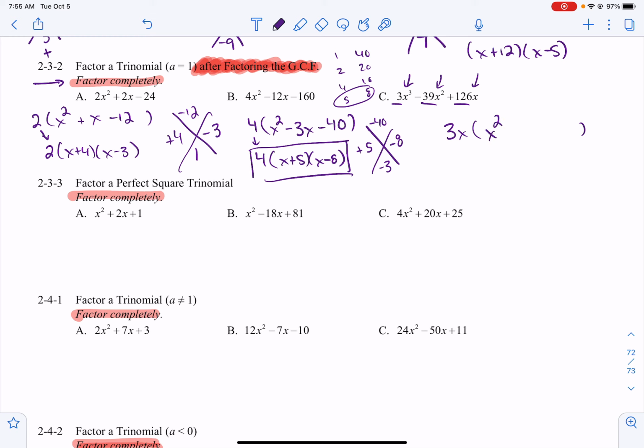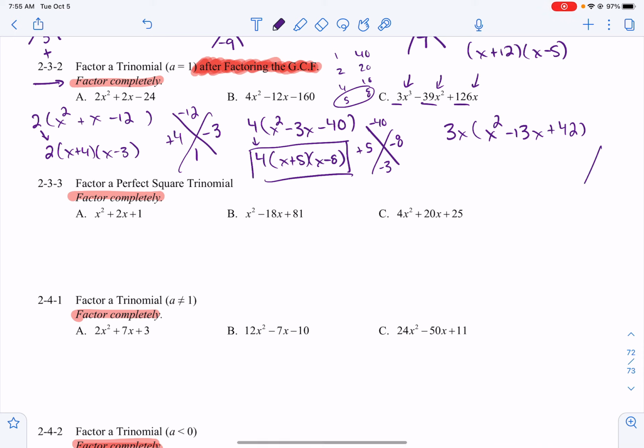Negative 39 divided by 3 is negative 13. X squared, if I take one of the x's out, I'm just left with 1x. 126 divided by 3 is a positive 42, I think. And x divided by x goes away. That is an ugly 42. There we go. So now I have a 3x on the outside.